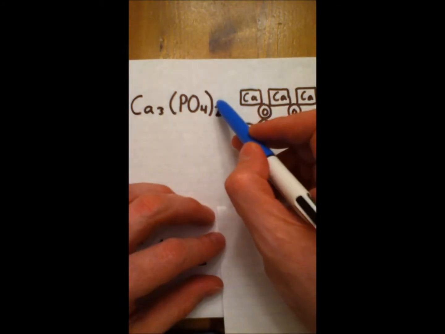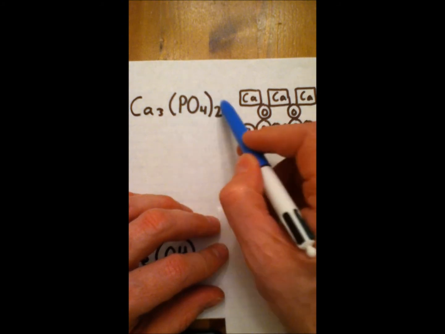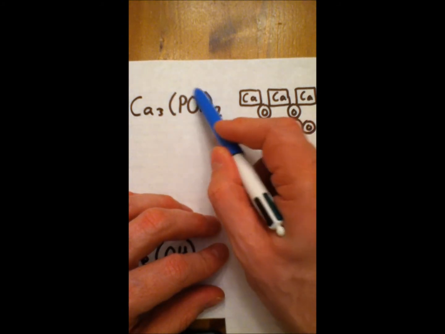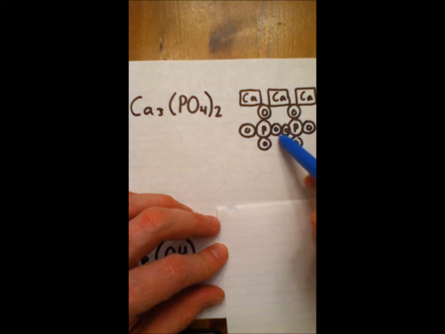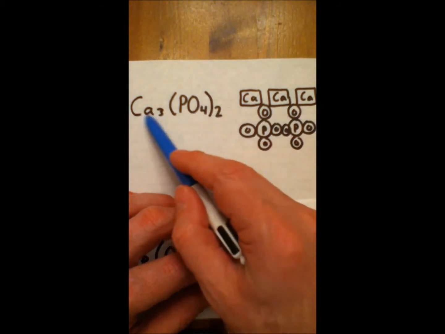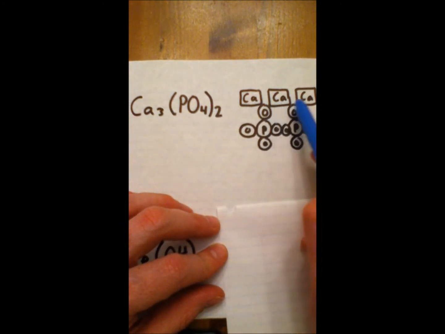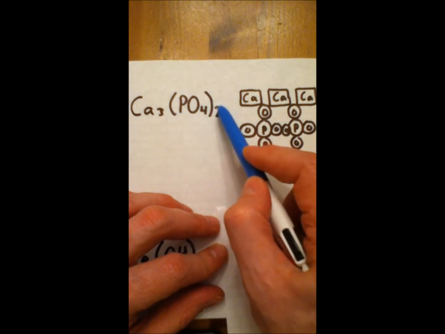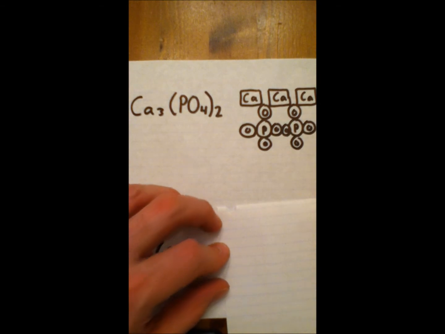Now in the formula, if there's a number written to the bottom right outside, and I could emphasize outside the brackets, that means there's a certain number of that grouping of atoms. So here we have PO4, phosphate, but there's a 2 on the outside of the bracket. So we have 2 of those. And this is Ca3(PO4)2. So we have 3 calciums, 1, 2, 3. We have 2 of these phosphates because of the 2 out there, and there's your formula.